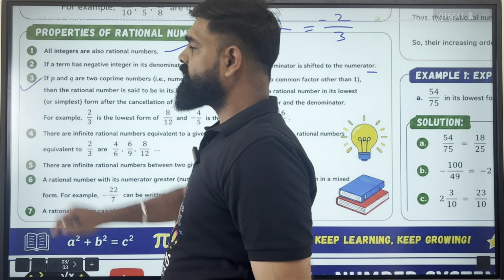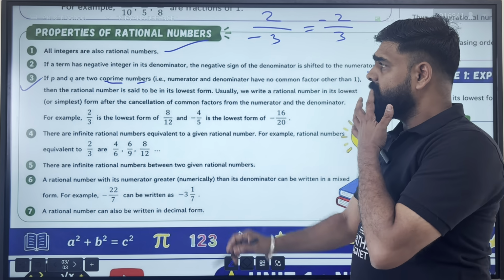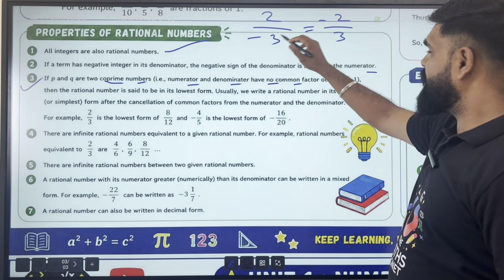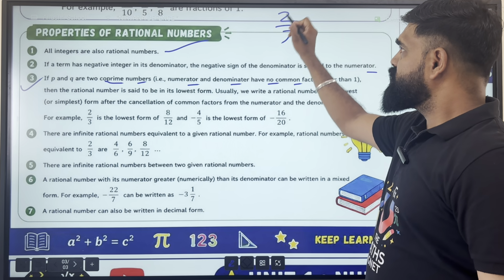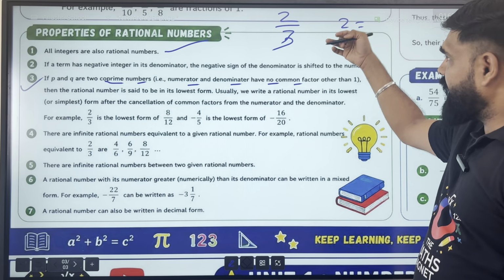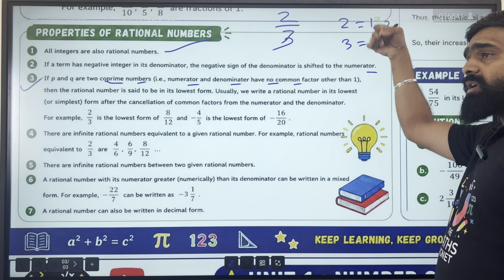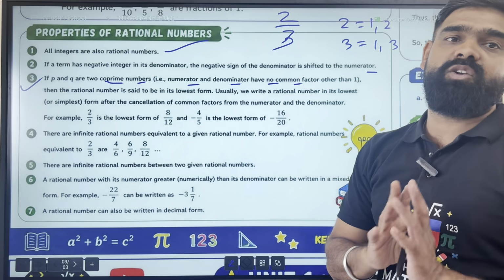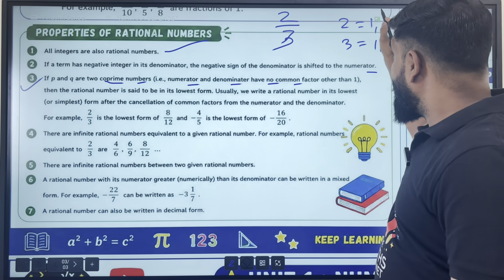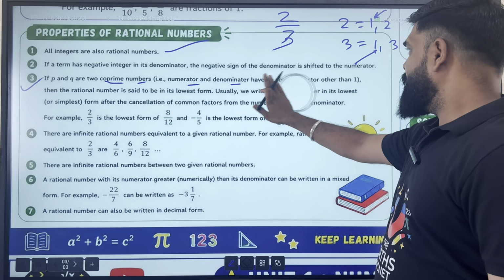We have another property here. If p and q are two co-prime numbers, what does that mean? Numerator and denominator have no common factors other than 1. Let us take this example, 2 by 3. So 2 and 3 are co-prime numbers. Why? Because the factors of 2 are 1 and 2, the factors of 3 are 1 and 3. So these two numbers, 2 and 3, do not have any common factor except 1. Are you getting? So these are co-prime numbers.